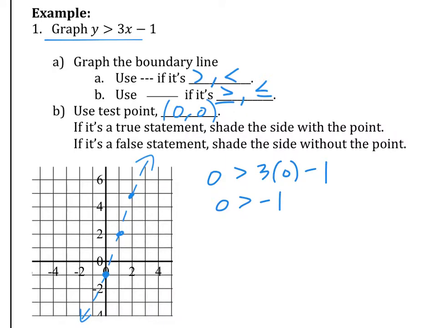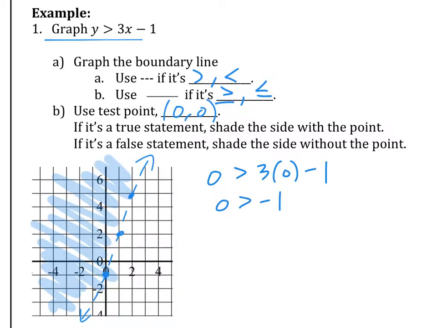The other way to do it, which most people do instead of using a test point, is they ask themselves, is it greater than or less than? If it's greater than, you shade up. If it's less than, you shade down. So up means that you're going to shade this side, because it's higher. Like if you split it, it's a little higher than the other side. So shade up means that way. Most people do it this way instead of using a test point. But if you really don't know, then you use a test point.